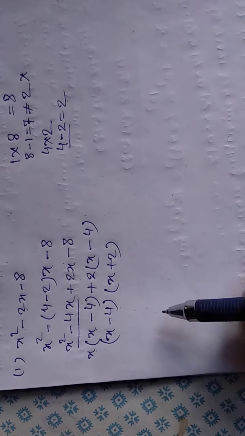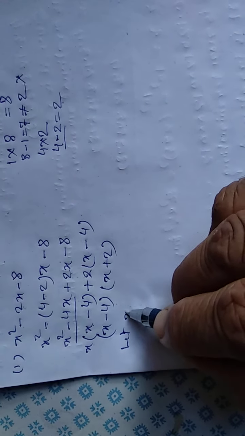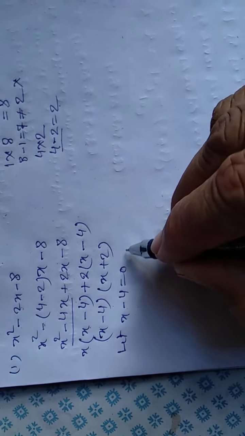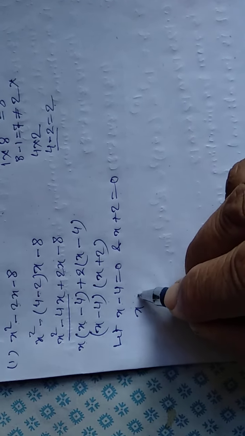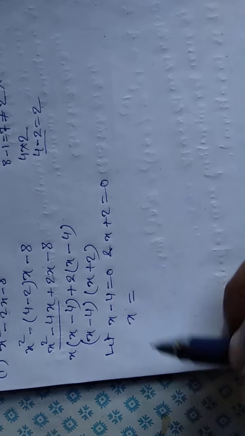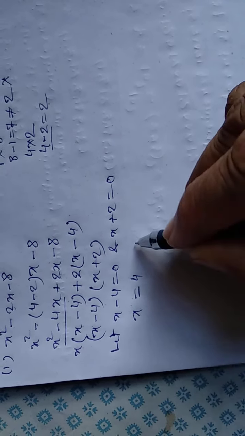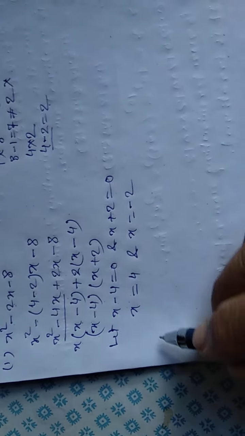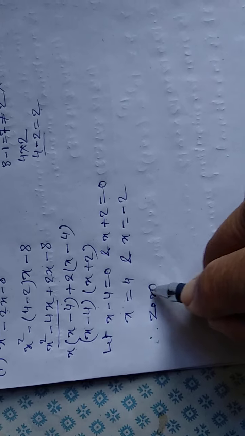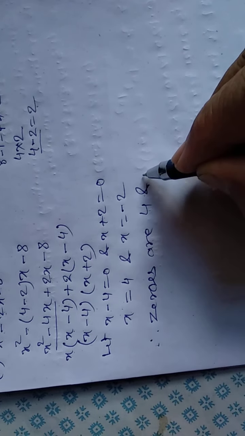Now put each factor equal to 0 to get the value of x. Let x minus 4 equal to 0 and x plus 2 equal to 0. X is equal to, transpose this 4 to the right hand side, its sign will be changed, it will be plus 4, and x is equal to minus 2. Therefore zeros are 4 and minus 2.